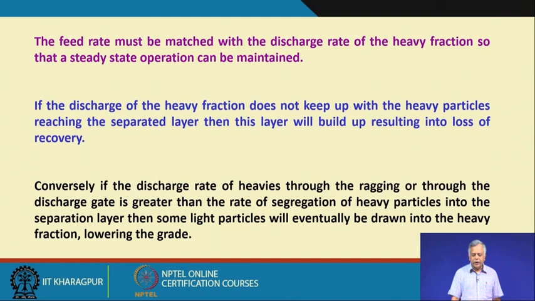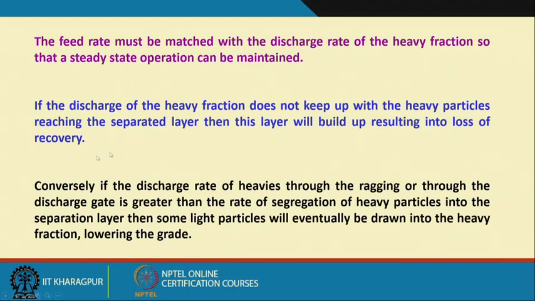If you are not removing it, then there will be accumulation of these particles, and you may start losing some of the heavier materials into the float fraction, that is your relatively lighter fractions. Conversely, if the discharge rate of heavies through the ragging or through the discharge gate is greater than the rate of segregation of heavy particles into the separation layer, then some light particles will eventually be drawn into the heavy fraction, lowering the grade.